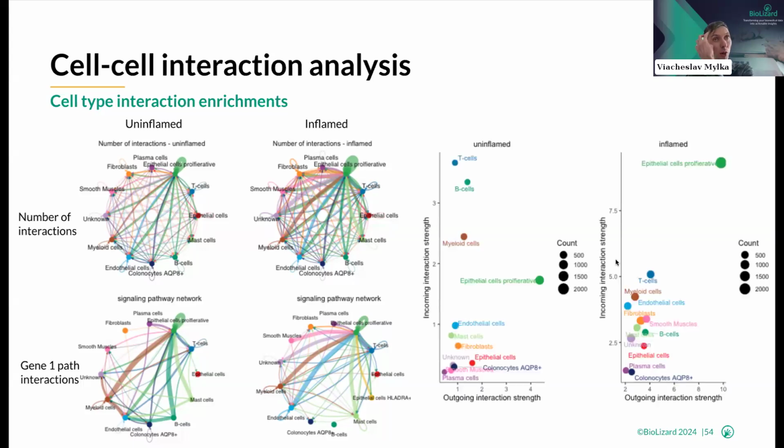Another way to visualize those matrices is to check these 2D plots, where we can clearly see which cell types are enriched across different conditions, in this case, uninflamed versus inflamed.